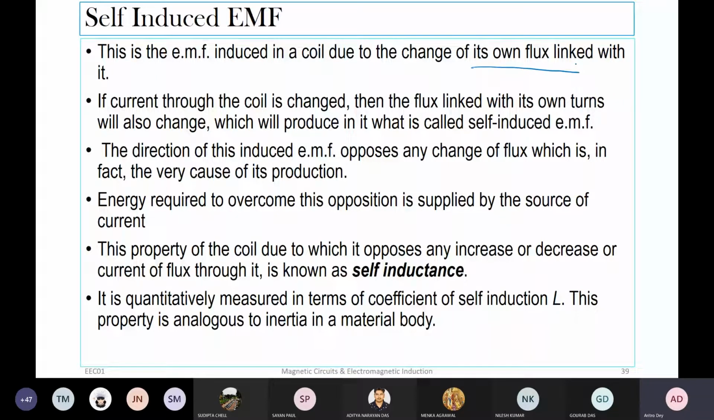So there will be two things. One is due to its own flux, another is due to the flux from a separate coil. That is called mutually induced EMF. So there are two kinds of EMF. One is self-induced EMF, another is mutually induced EMF. Self-induced EMF is the EMF which is developed due to the variation of its own flux. If the current through a coil is changed, then the flux linked with its own turns will also change, which will produce in it a self-induced EMF. The direction of this EMF opposes any change in the flux, in fact, the very cause of its production, as per the Lenz law.